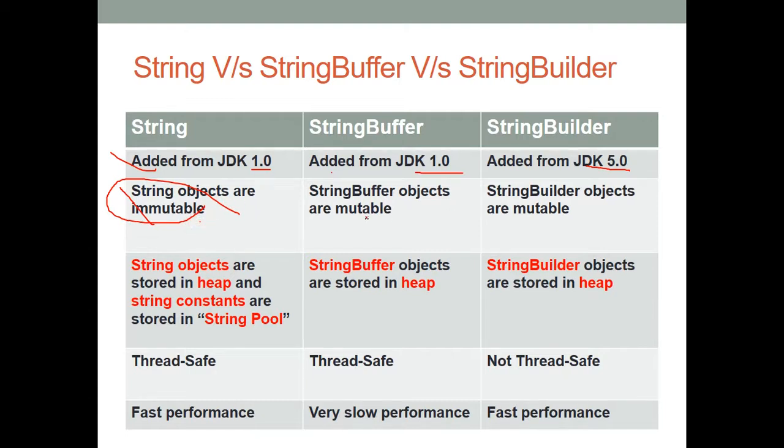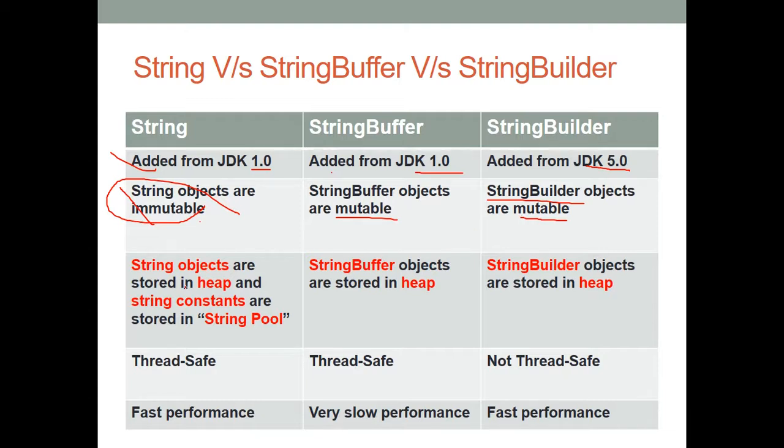Now, StringBuffer objects are mutable. Mutable means you can change the data at runtime. So StringBuffer and StringBuilder both are mutable. Mutable means that you can change the data at runtime. You don't need any other variable to store the data and then concatenate. You can just concatenate and append the data through StringBuffer and StringBuilder. You don't require any other classes or anything.